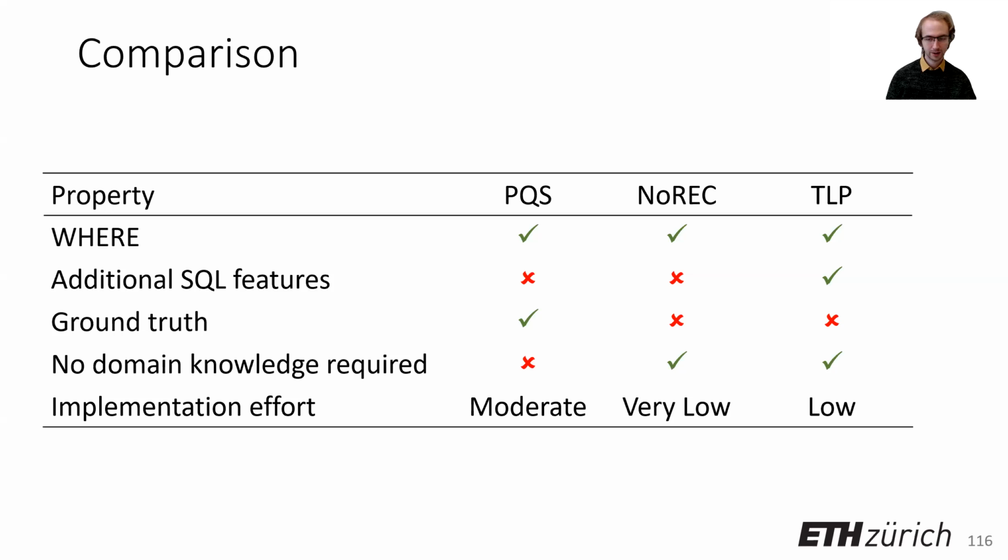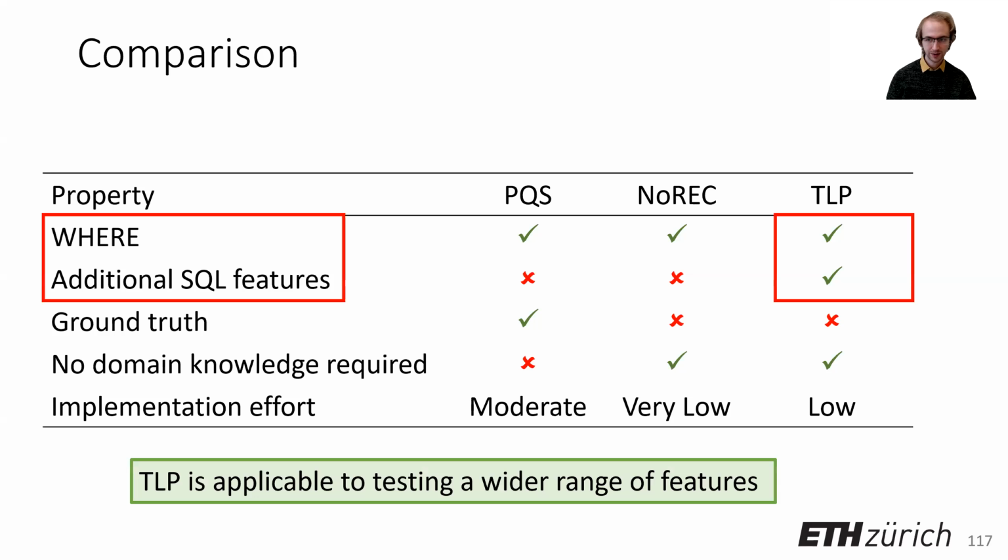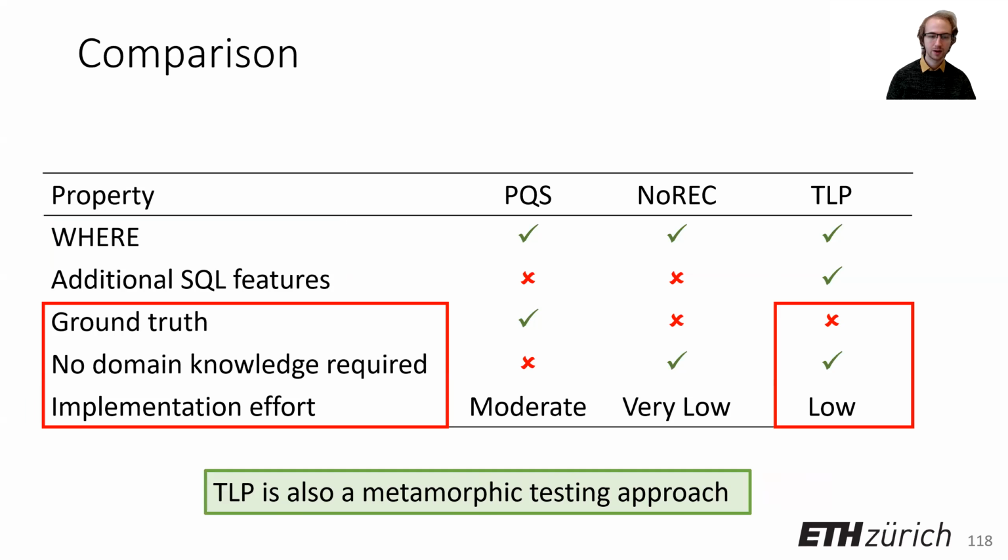Now, what are the advantages and disadvantages? So with TLP, we now support testing a wider range of features, for example, aggregate functions. But TLP is still a metamorphic testing approach, meaning that domain knowledge is required, and also that the implementation effort is low. But similar to NoREC, we can also not establish a ground truth.